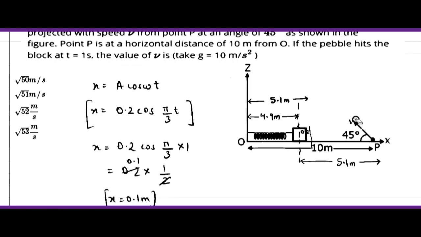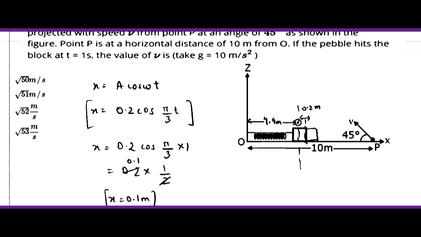See here, now at t equals 1 second, this was the mean position initially, and the block has started from this position, and this distance was 0.2 meters. And now see, in 1 second the block has covered 0.1 meters, meaning the block is somewhere here. And this distance originally was 4.9 meters, and now this 0.1 meter. So the block, at the instant of hitting, is at 5 meters from position O.